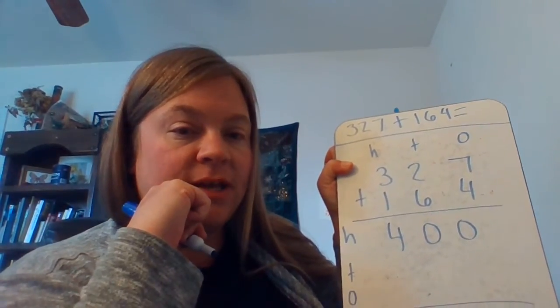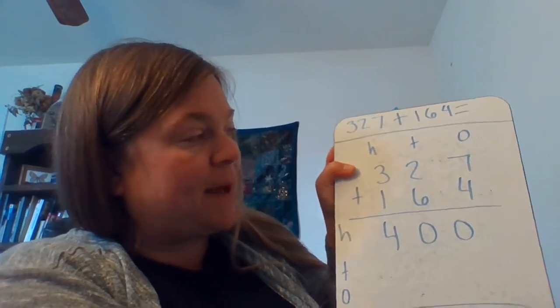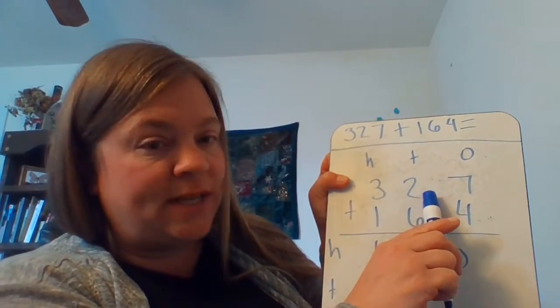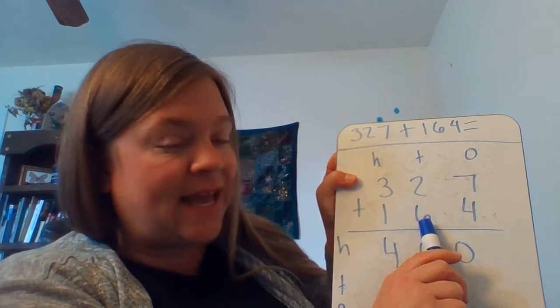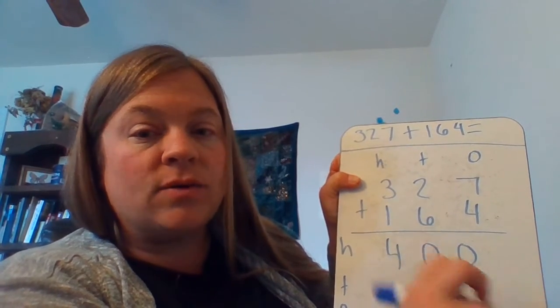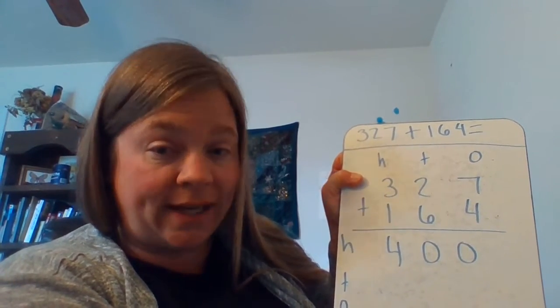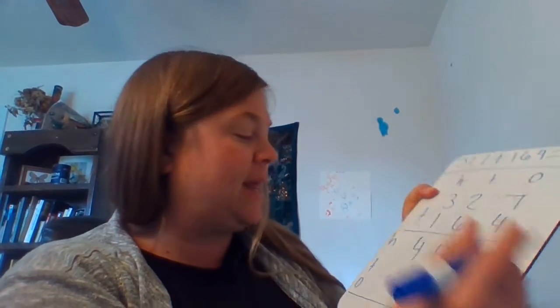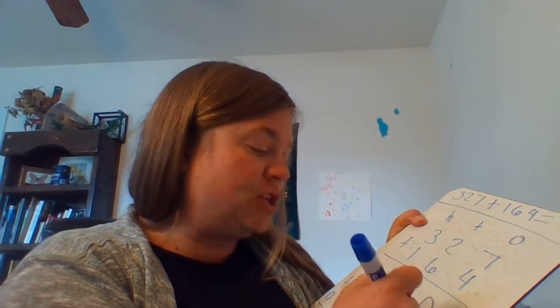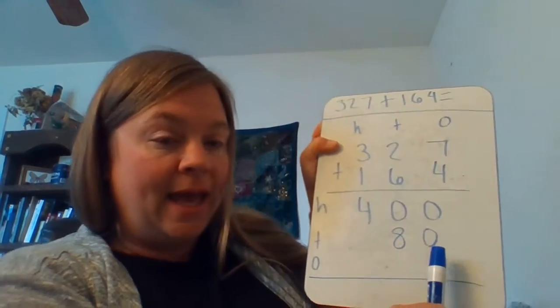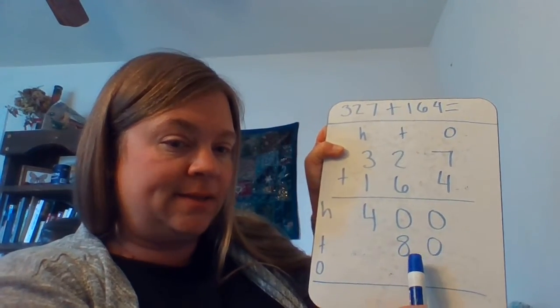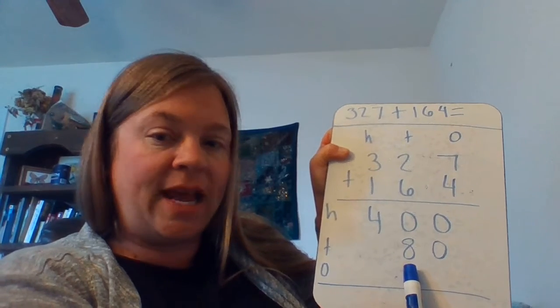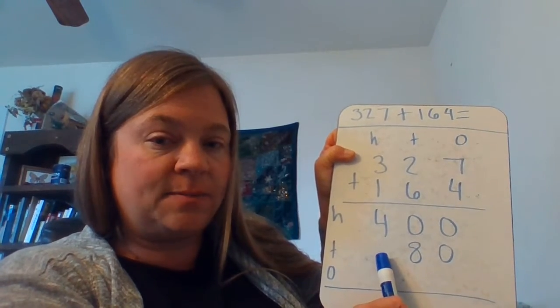So I know if I have 3 hundreds and I add one more 100, then that first partial sum is going to be 400. I notice in my tens place, I have 2 tens and 6 tens, which is thinking about 60 plus 20. So if I have 60 and I add 20, then I'm going to get 80. I'm going to be sure to put that on my tens line, and I'm going to be sure to line up my ones and my tens, and of course in 80 there are no hundreds, so that spot's blank.